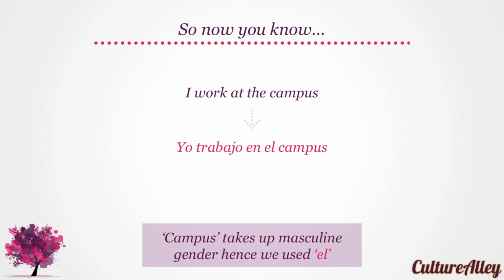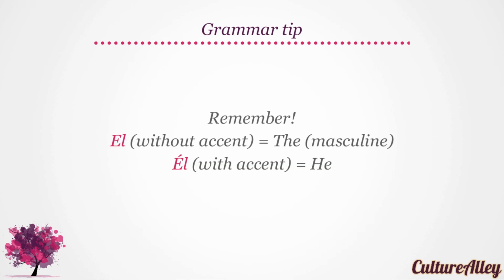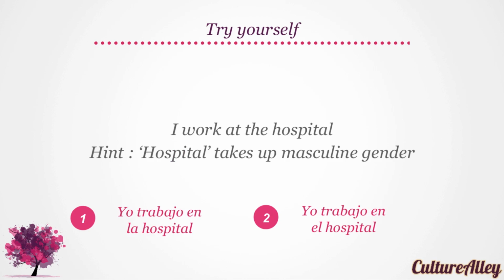So try saying I work at the campus. We will say yo trabajo en el campus. Great! Remember, el without an accent translates to the in masculine form, while él with accent means he. So remember this difference. All right, now try saying I work at the hospital, where hospital takes up masculine gender.